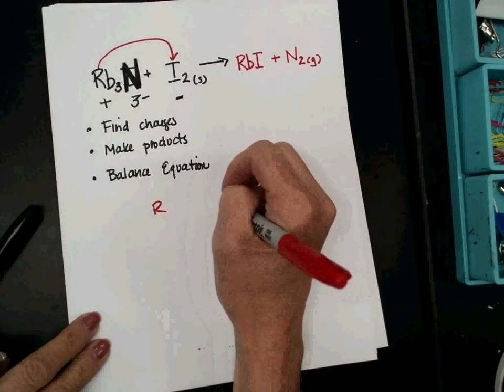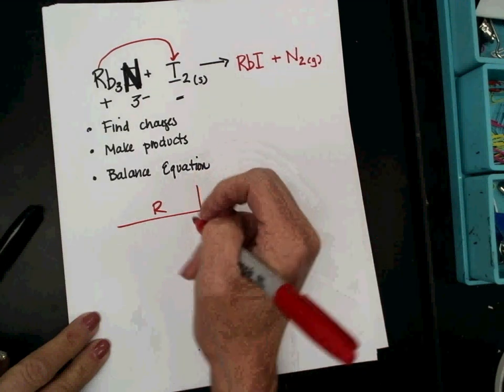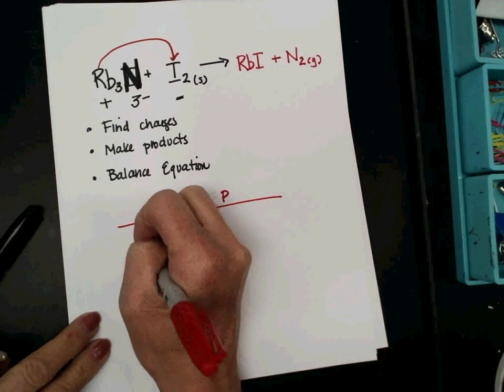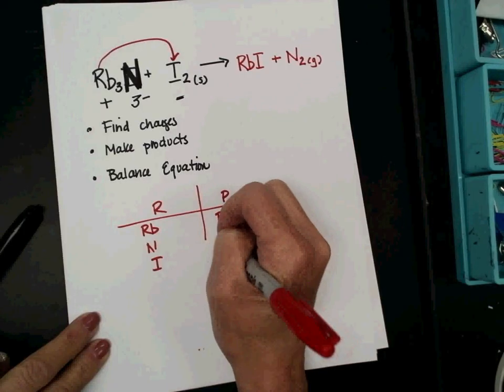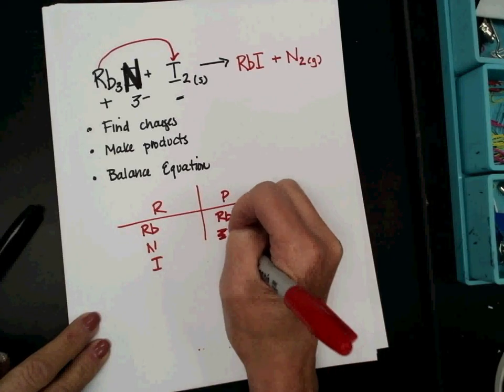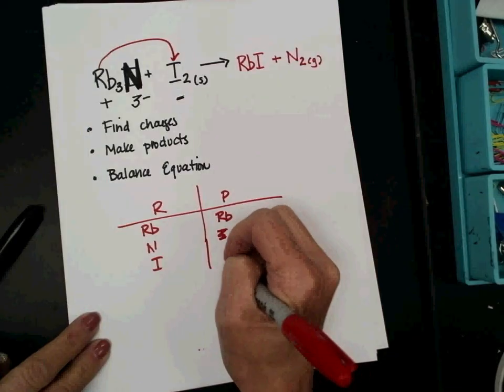How do you do that? Well, let's see. You work through it. Rb, write them all down. N, I. This is what I'll be looking for on the quiz when we have balancing.